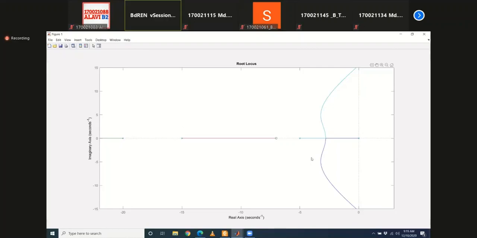Is it clear? Yes, sir. So that is the root locus diagram in a nutshell. Any questions?